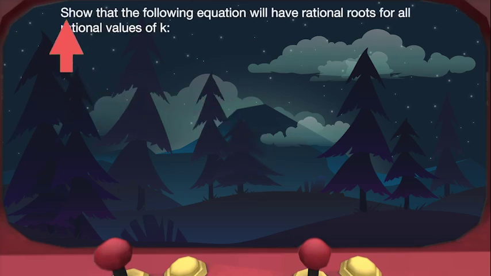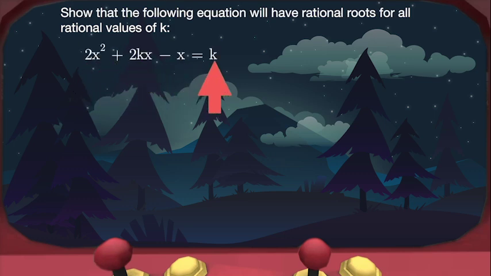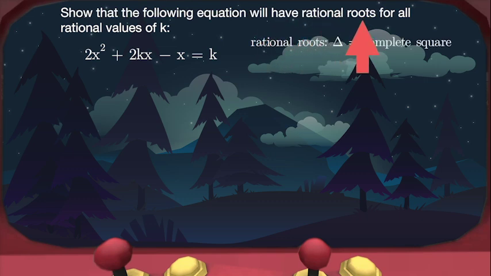Now let's have a look at this example. Show that the following equation will have rational roots for all rational values of k. And here's the equation. What they're asking is that we have to show that this equation's x answers will be rational. So it will have rational roots for any rational values of k. That means that to have rational roots, delta must be a complete square. So that's what we are going to try and show.